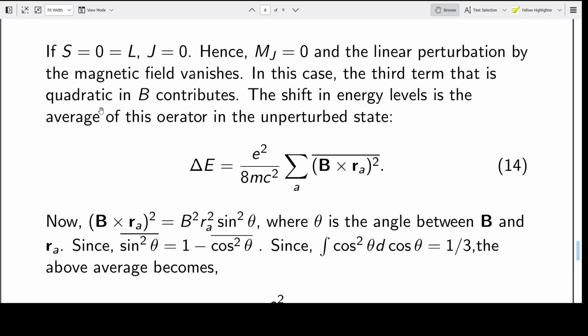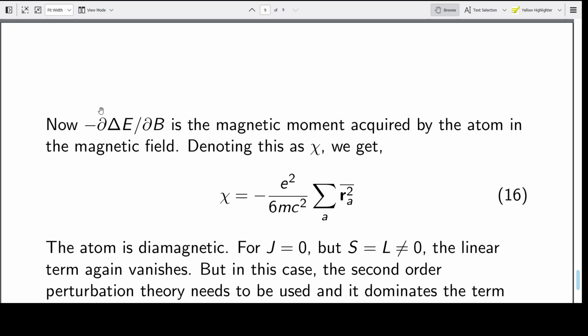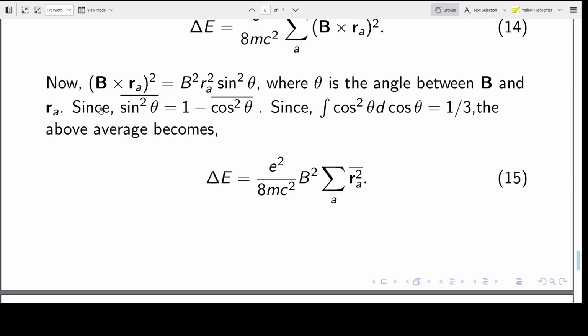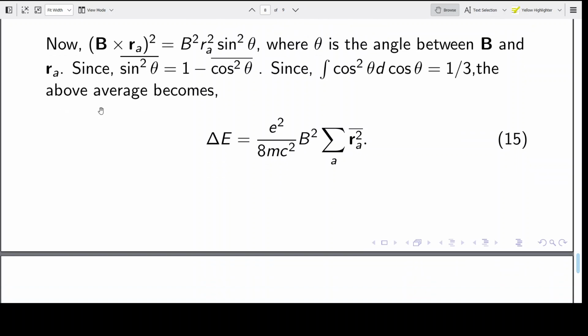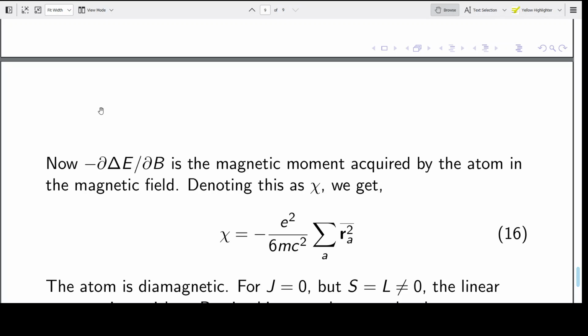Now, B cross R_a is equal to B times R_a times sin theta, where theta is the angle between the B and R_a vectors. Since the average of sin square theta is equal to 1 minus the average of cos square theta, and the average of cos square theta is equal to 1/3, the above average becomes delta E is equal to e square over 12 m c square times B square times the sum over a of R_a square.